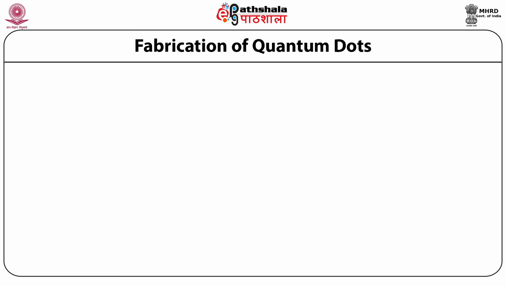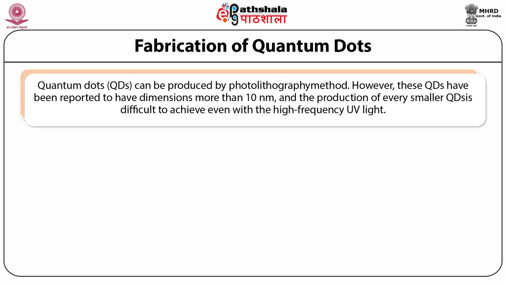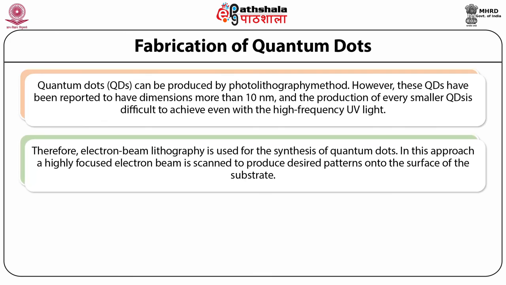Quantum dots can be produced by the photolithography method. However, these quantum dots have been reported to have dimensions of more than 10 nanometers, and the production of every similar quantum dot is difficult to achieve even with high frequency UV light. Therefore, electron beam lithography is used for the synthesis of quantum dots.